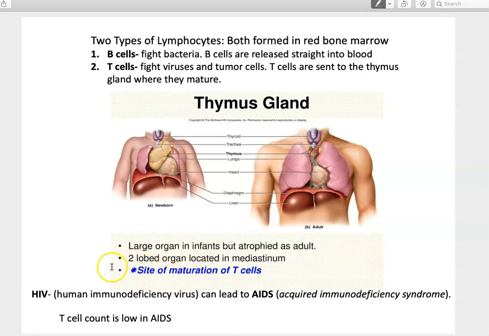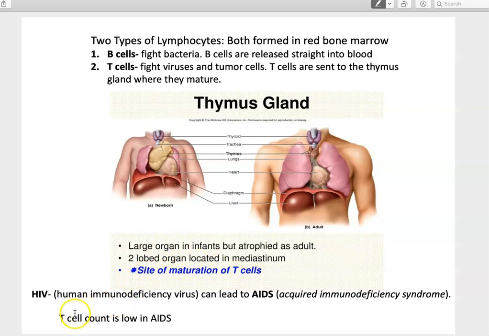So let's see. T cells. I don't know if you've heard of T cells before in AIDS. Sometimes you'll say AIDS patients have low T cell counts, and we're talking about these T cell lymphocytes. HIV is human immunodeficiency virus. It's a virus that can lead to AIDS, which is the actual syndrome of the acquired immunodeficiency syndrome.